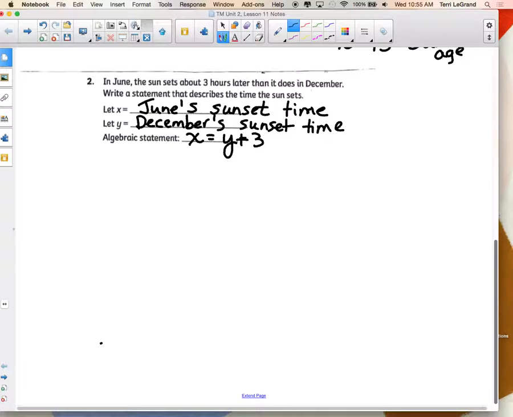How can we check to see if this is a good equation? Because even Wade was a little bit not sure. He wasn't sure if he should subtract or if he should add. What do you think we could do to check it? So let's do it. Check it.